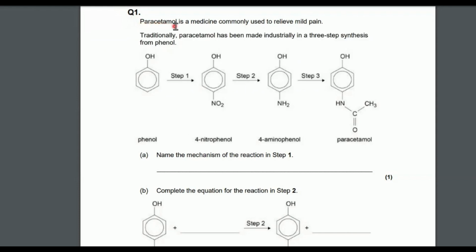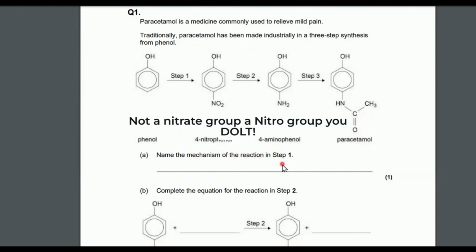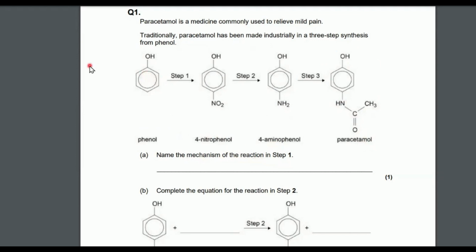Let's get into it. Paracetamol is a medicine commonly used to relieve mild pain. Traditionally, paracetamol has been made industrially in a three-step synthesis from phenol. So here we have a reaction synthesis where we can see phenol was step one, and then it's changing with each step of this three-step reaction. We can see a nitro group added, then an amine group, and finally a carbonyl group added.